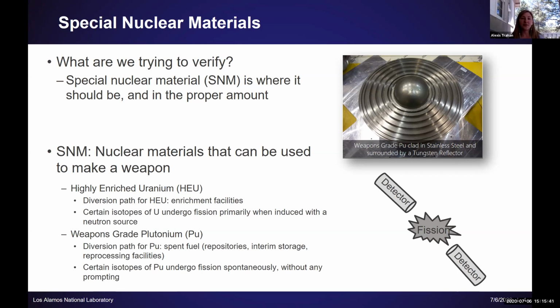So highly enriched uranium is found on the front end of the fuel cycle. We talked about how uranium is mined from the ground, then it goes through milling, conversion, and then enrichment. So we need to monitor the enrichment plants, or the front end of the fuel cycle, to monitor HEU. On the back end of the fuel cycle, after fuel comes out of a nuclear reactor, it contains plutonium. And so we need to monitor spent fuel and reprocessing facilities in order to monitor the plutonium.